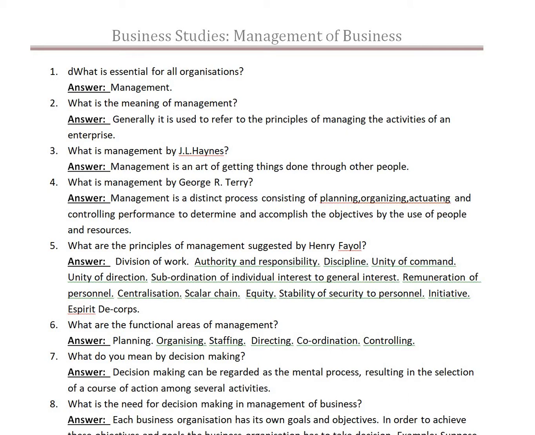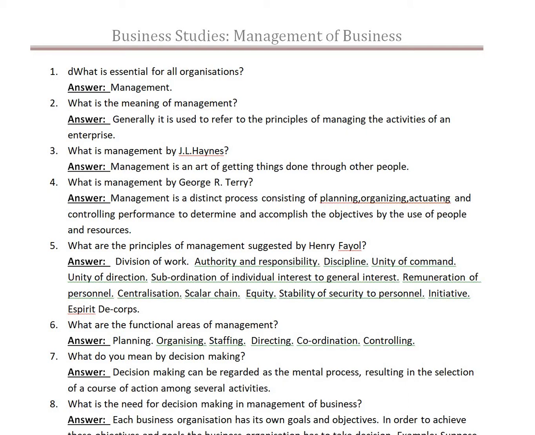Next, authority and responsibility. Next is discipline. Next is unity of command. This is the principle that an employee should receive orders from one superior. So, unity of command means one person should control the process. If many people are giving the work, then it becomes a difficulty for a person to follow. That's why unity of command is needed. Unity of direction. This principle means that each group of activity having the same objective must have one head and one plan.